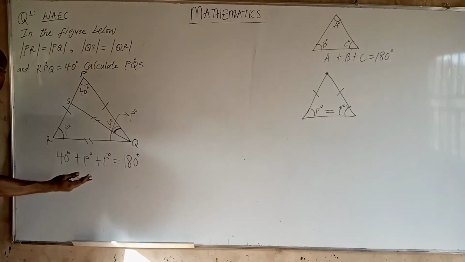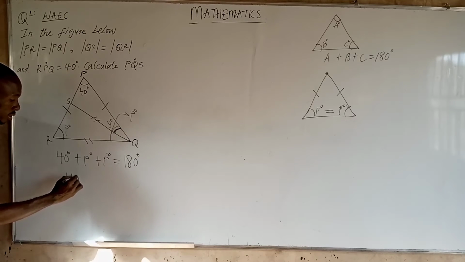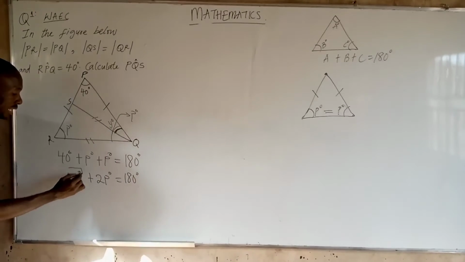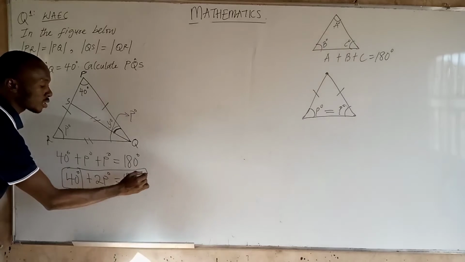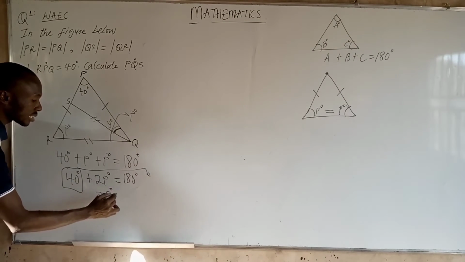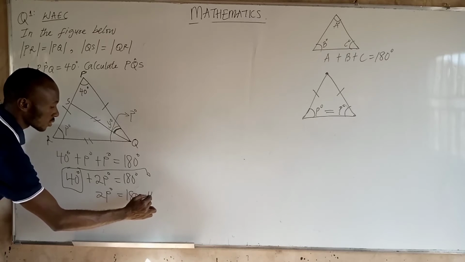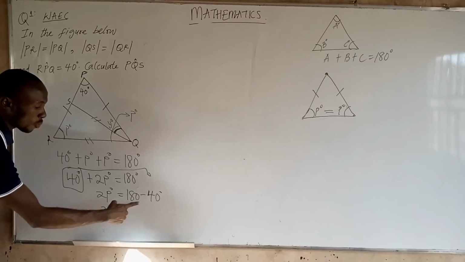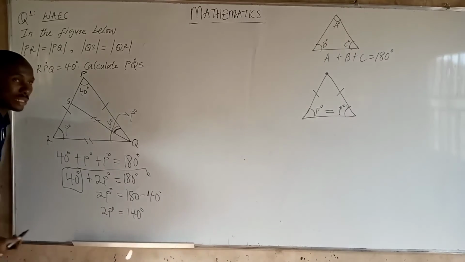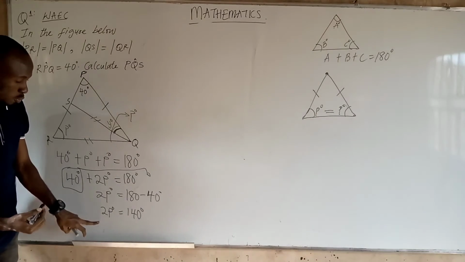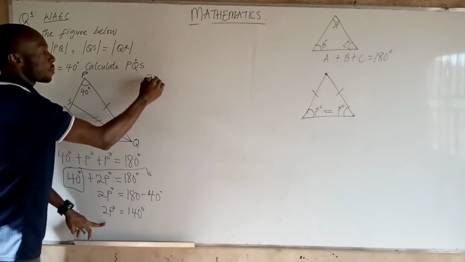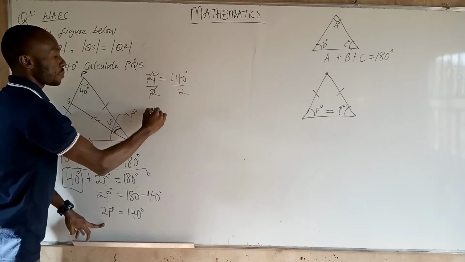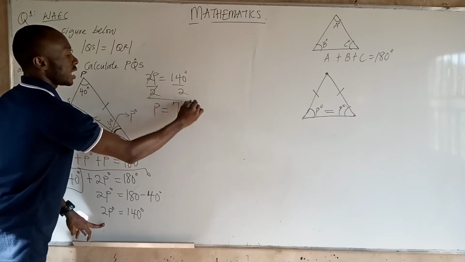And we can simplify this algebraic equation, which becomes 40 degrees plus 2p degrees equals 180 degrees. If I collect like terms, taking the 40 degrees to the other side of the equation, I'll be left with 2p degrees equal to 180 degrees minus 40 degrees. If I subtract 40 from 180, I'll be left with 140 degrees. That warrants me to divide both sides by 2 so I can obtain the value of p. So 2p degrees equals 140, dividing both sides by 2, I'll be left with p equal to 70 degrees.